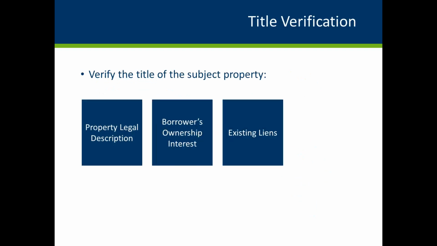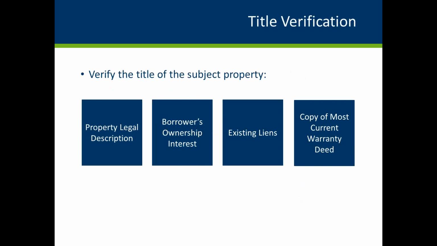The borrower must have clear title to the subject property as evidenced by a title search or title opinion and a copy of the deed. The lender is required to verify a legal description of the subject property, the borrower's ownership interest in the subject property, and any existing liens on the subject property. An owner's and encumbrance report, otherwise known as an O&E, is recommended but not required.